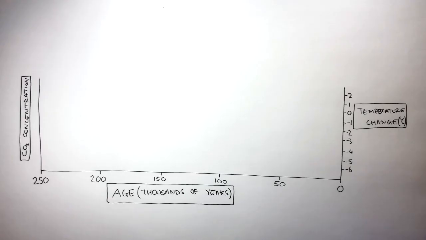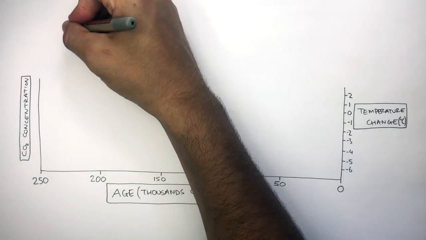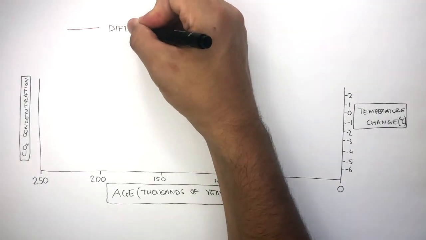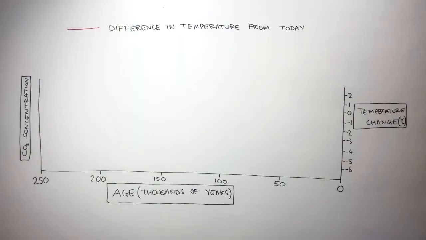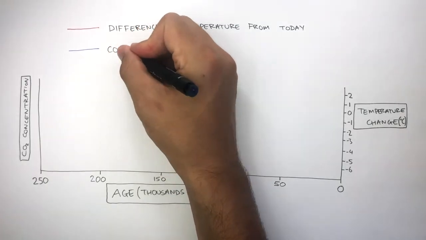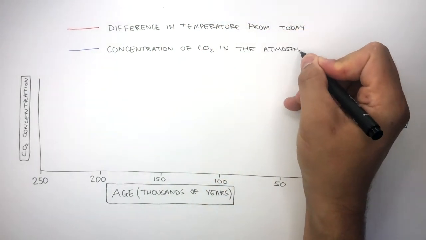Scientists can then plot the data on a graph where there is age in thousands of years on the x-axis, and on the left y-axis we have CO2 concentration, and on the right y-axis there is temperature change in degrees Celsius. On the graph, the red line is the difference in temperature from today, and the blue line is the concentration of CO2 in the atmosphere.